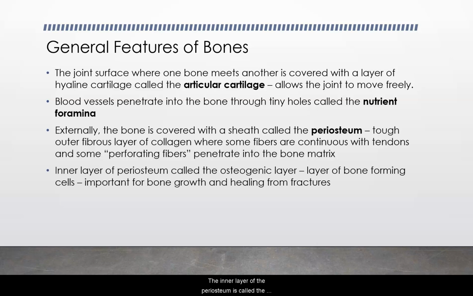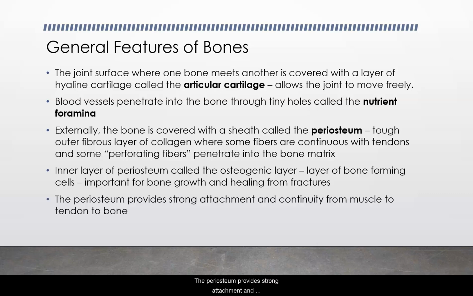The inner layer of the periosteum is called the osteogenic layer. It's a layer of bone-forming cells. Obviously, that's important for both bone growth and bone repair when there's a fracture. The periosteum provides strong attachment and continuity from muscle to tendon to bone.